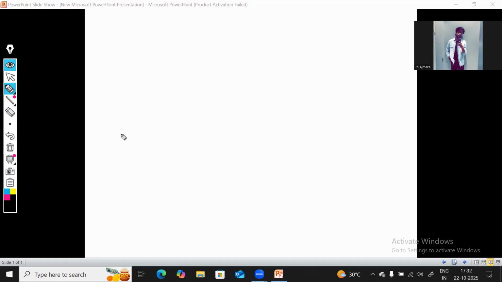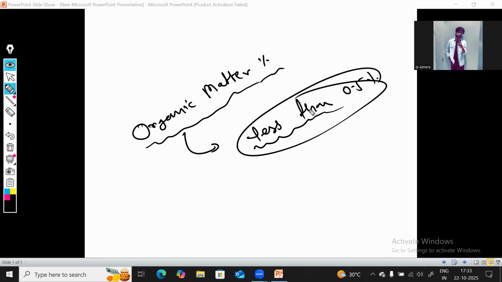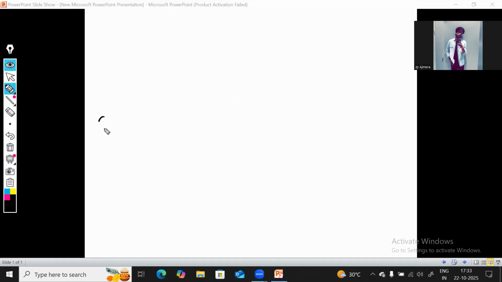Let's go to the next one. Organic matter percentage in Indian soil. How much organic matter do we have in Indian soil? The answer is less than 0.5%. I hope it's clear to you. The organic matter percentage in soil is less than 0.5%. Cool. Let's move to the next one.